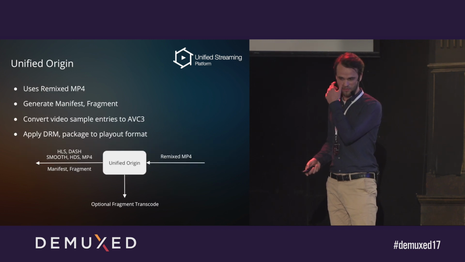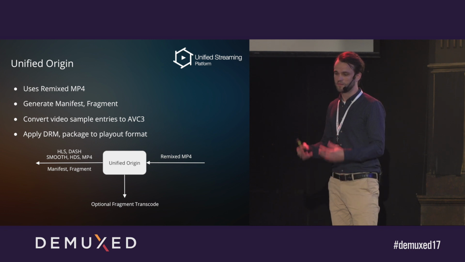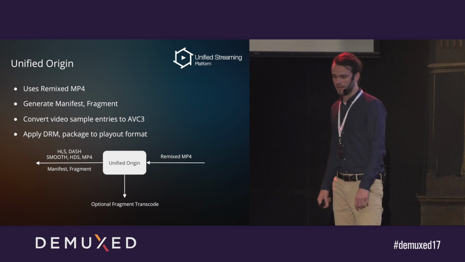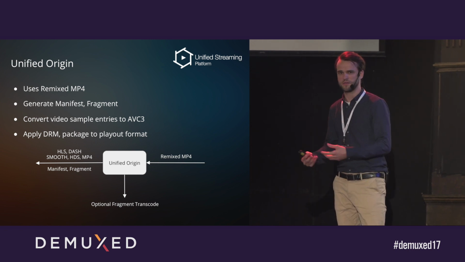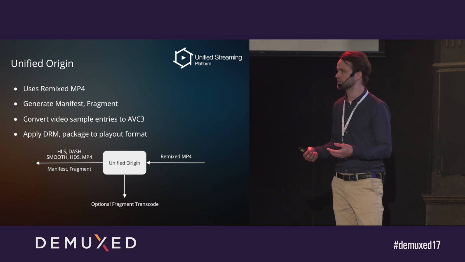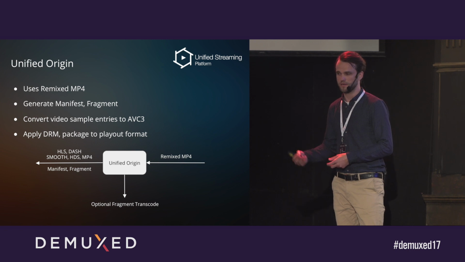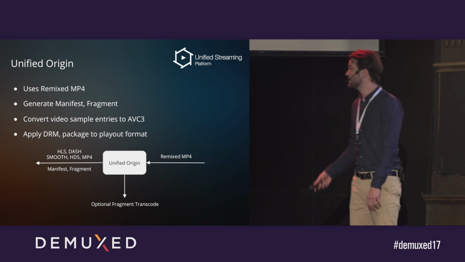Now with this MP4, we use this in the unified origin. So here we can finally generate a manifest or a fragment for a specific playout format. And it also so happens that once you're working with content, you don't really know what kind of format the content may be in. If you have, for example, 4:3 video followed by 16:9 aspect ratio video, this can break a lot of players. The players might just start stretching the video and it's going to look awful.